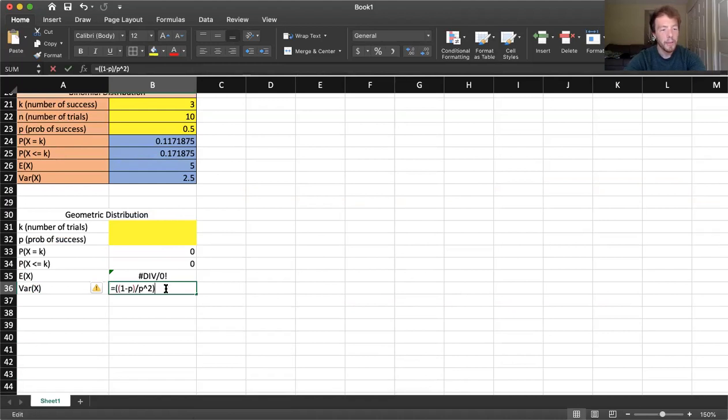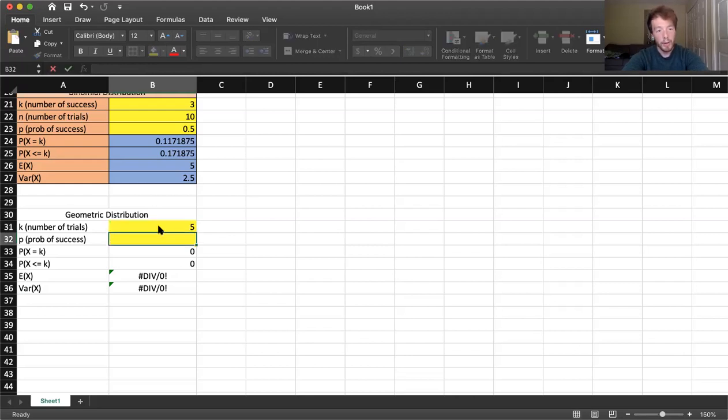Divided by p squared. And it looks like I made the same mistake. Instead of pressing this p itself, I wrote in p, which is kind of funny. My bad. These should each refer to whatever value of p that I put in, which is cool. So if I wanted to know the probability it takes me 5 trials before I see a success, and my probability of success is 0.3, it is all of this.